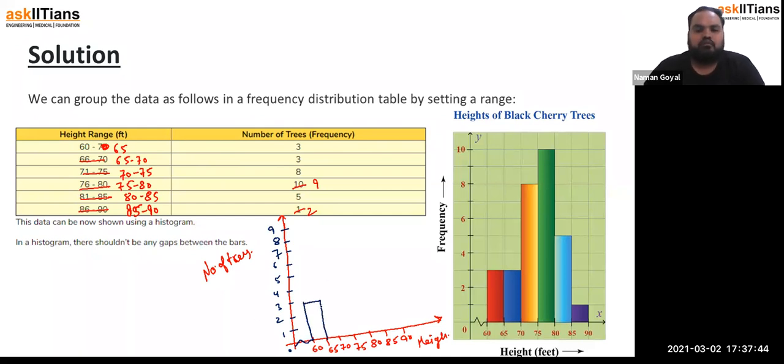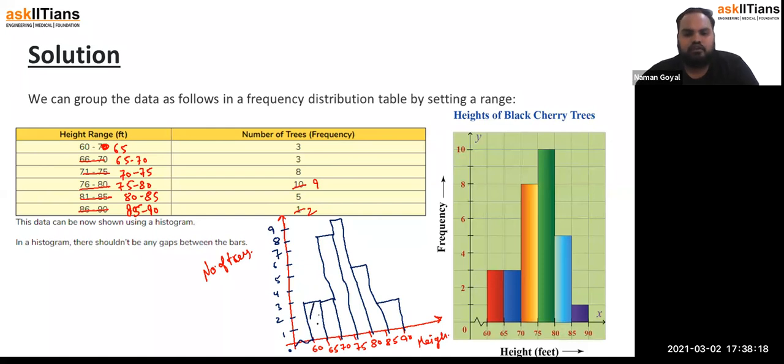Now 65 to 70, it is again 3. So like this. Now 70 to 75, it is 8. So like this. 75 to 80, like this. 80 to 85, 5. And 85 to 90, it is 2. We have to draw like this. So we got this graph.